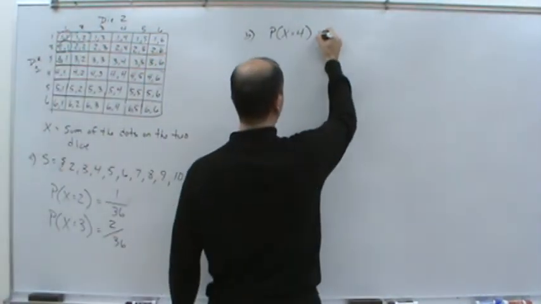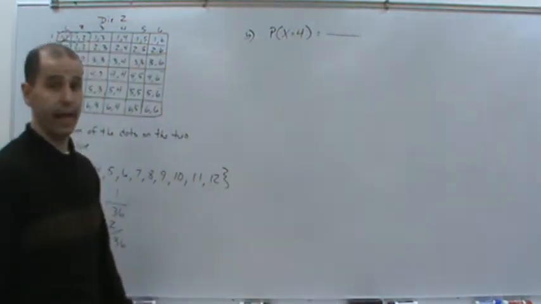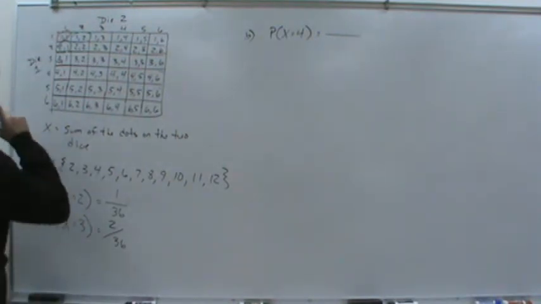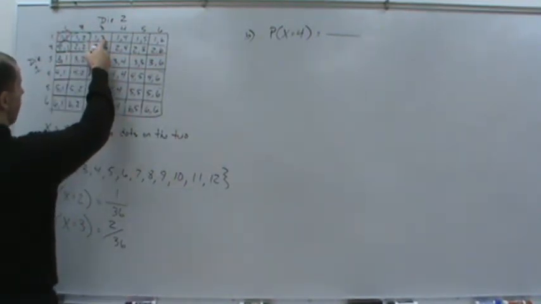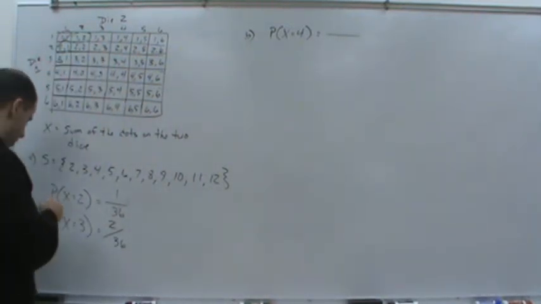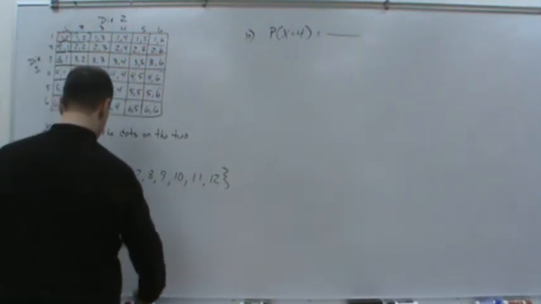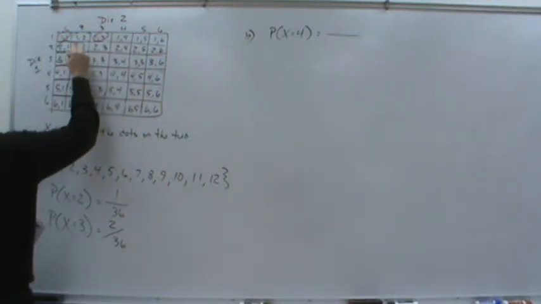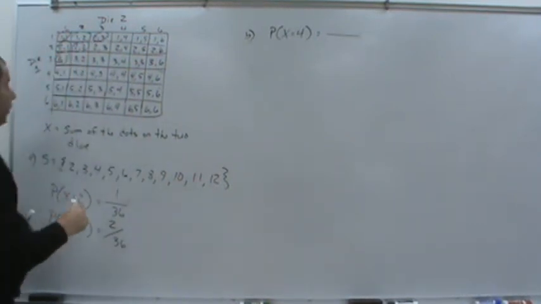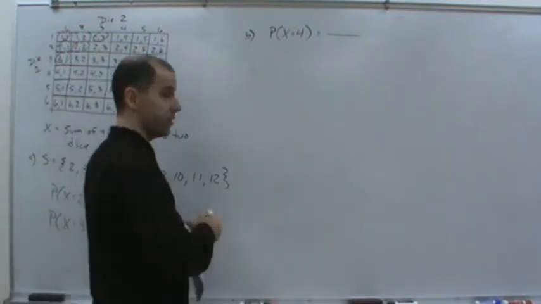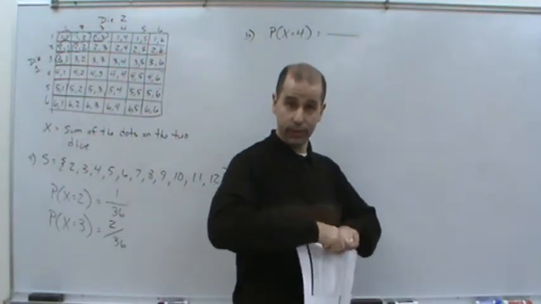Well, I'm just going to use the definition of probability. How many outcomes in my table add up to 4? Well, this one adds up to 4. If I go across this diagonal, I get them all. So, this number, this one, and this one. There are no other combinations that will give me 4 as a sum. So that means the probability is going to be 3 out of 36, right?